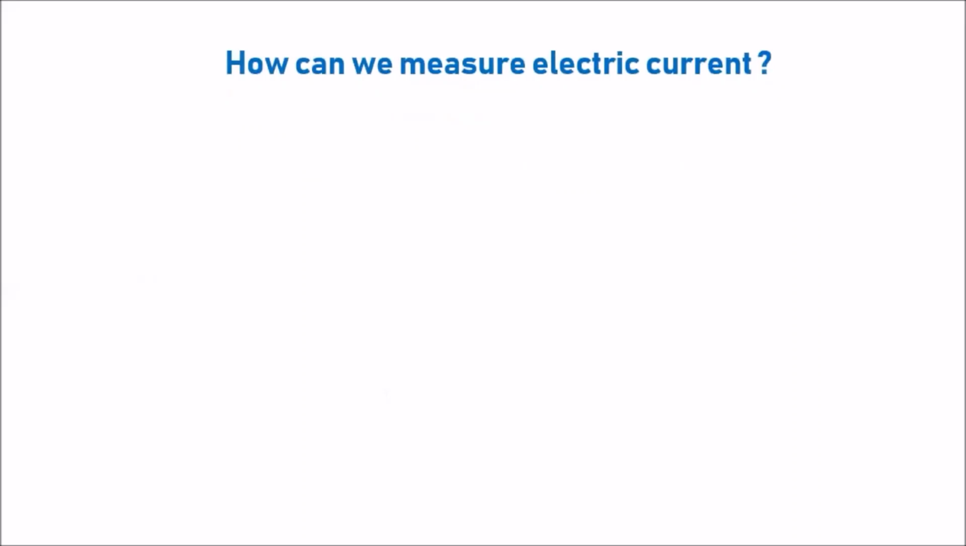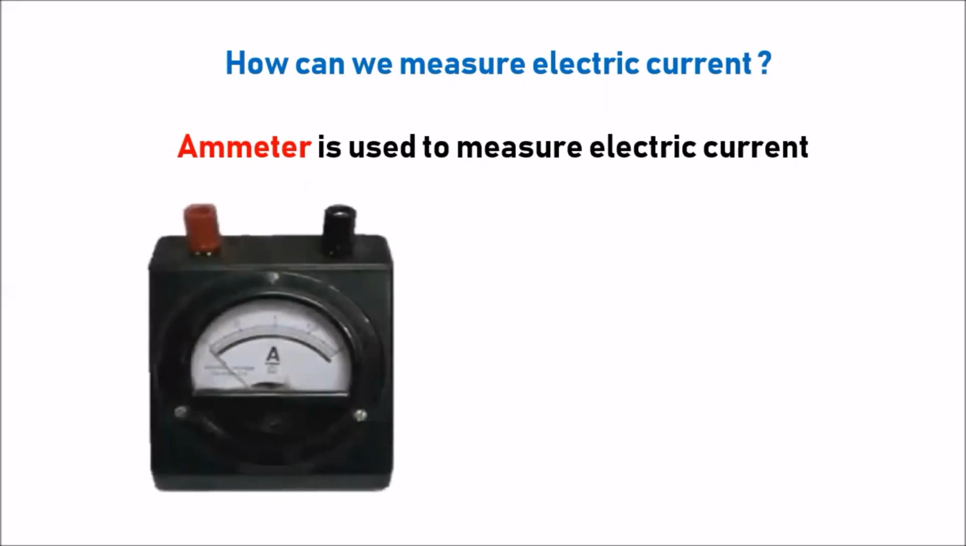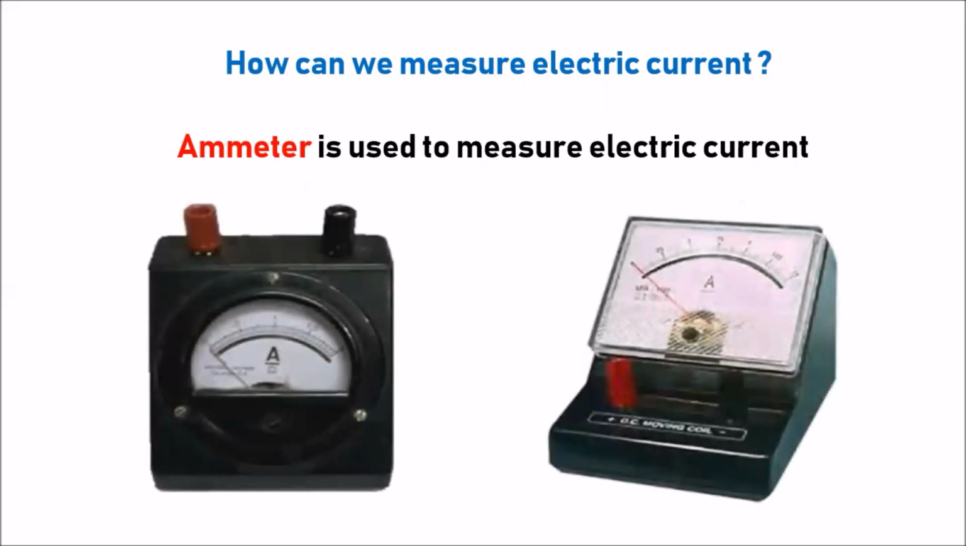I told you electric current can be measured and it is a physical quantity. How can we measure electric current? We have a device called an ammeter. An ammeter is used to measure electric current, and you can see diagrams of an ammeter. There are two terminals, positive and negative. Red always represents positive, black represents negative.